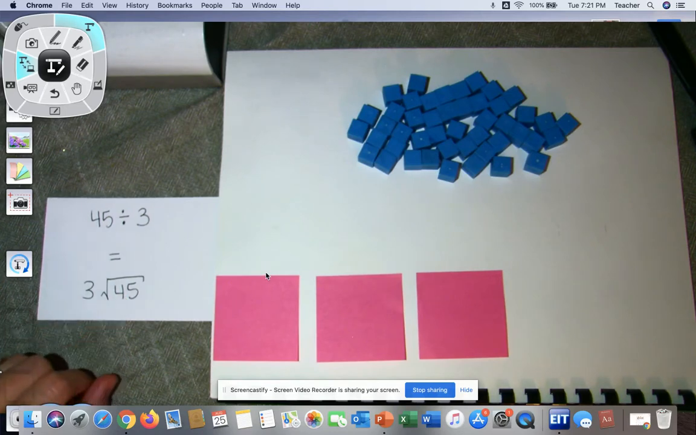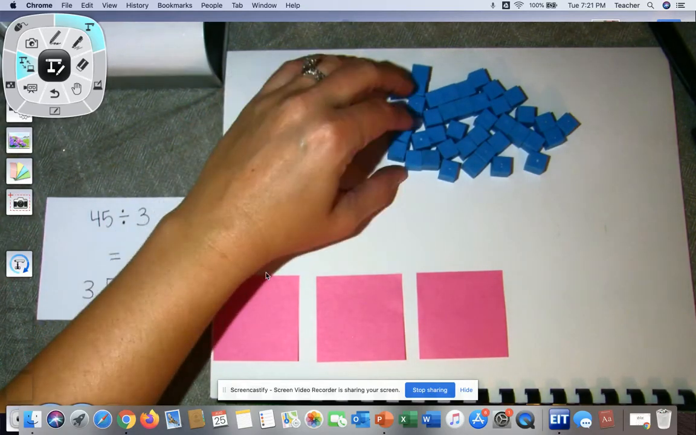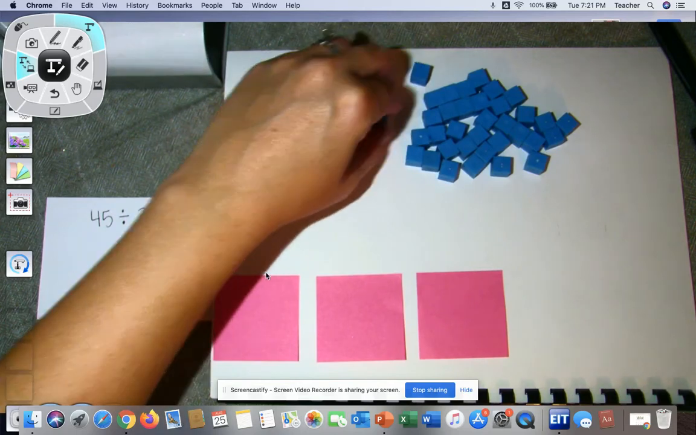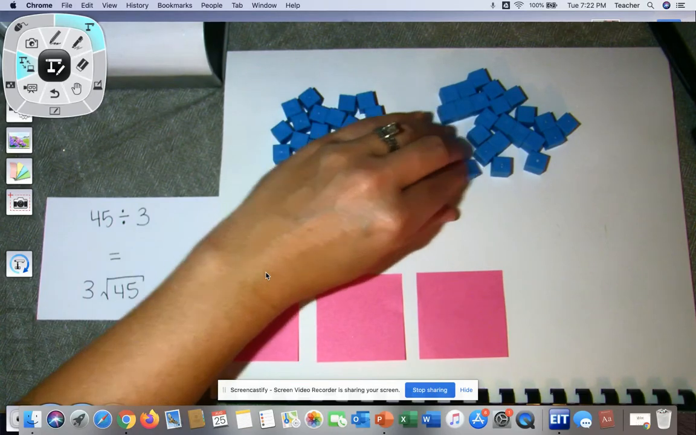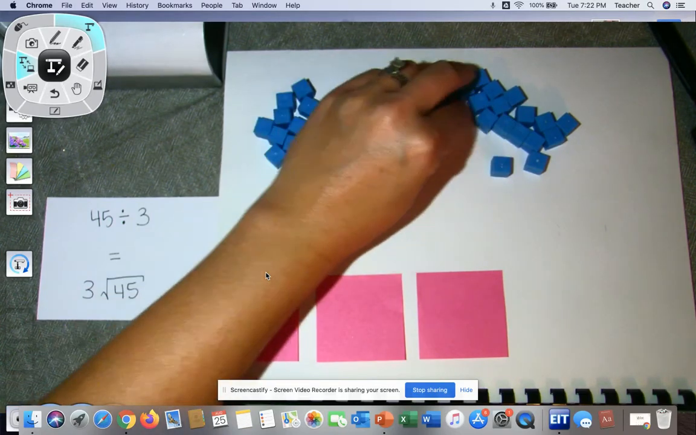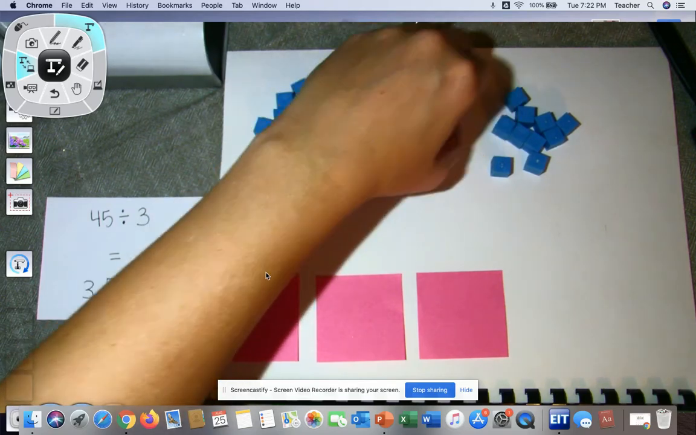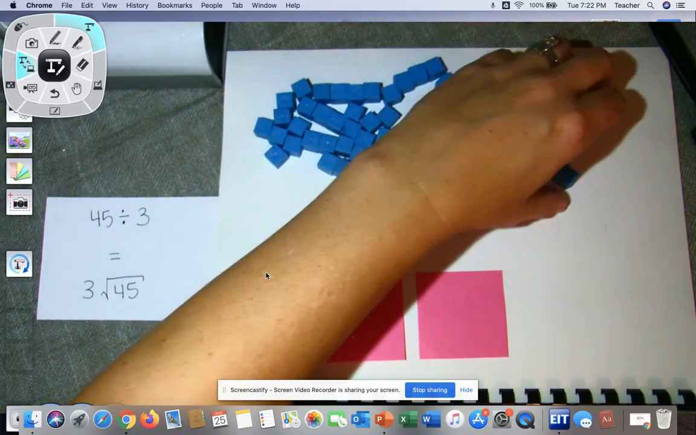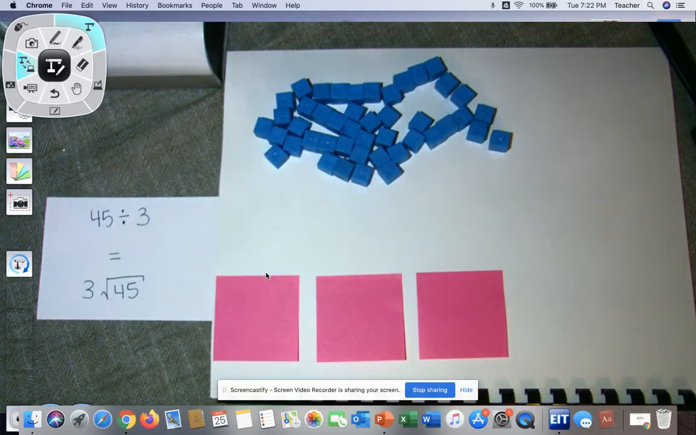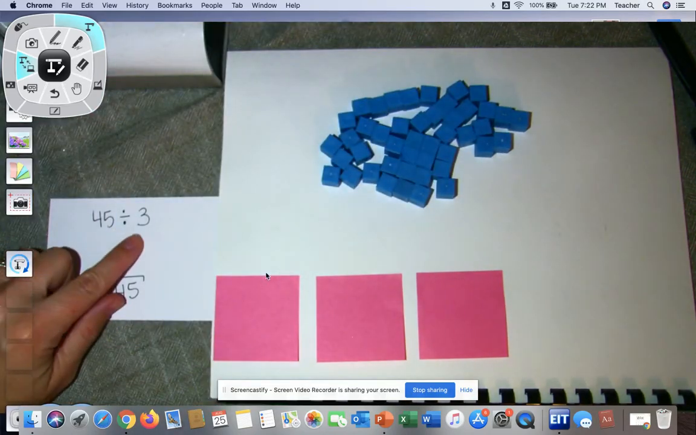Okay. So what I have here is 45 of these unit cubes. So just to make sure, 3, 6, 9, 12, 15, 18, 21, 24, 27, 30, 33, 36, 39, 42, and 45. It looks like I counted one off. So we have 45 unit cubes at the top. And what we need to do is divide this into 3 groups.